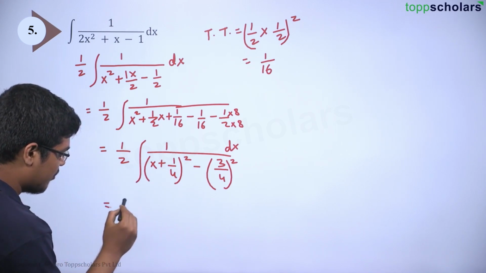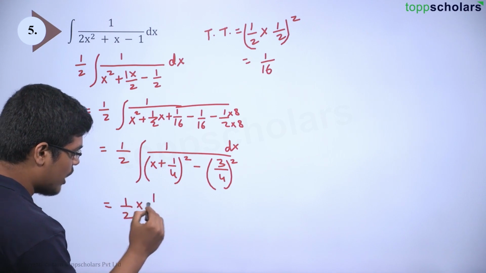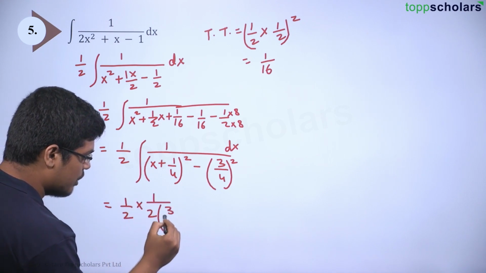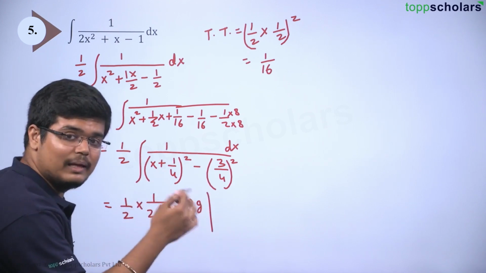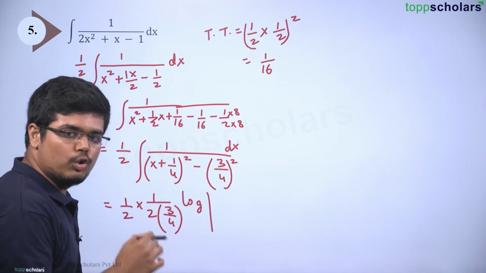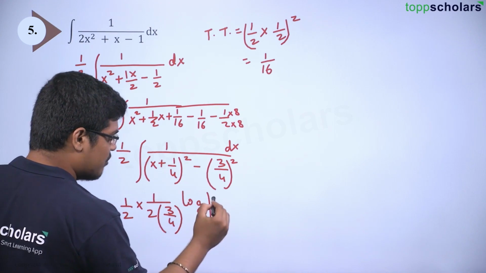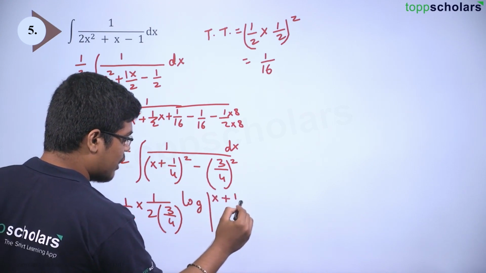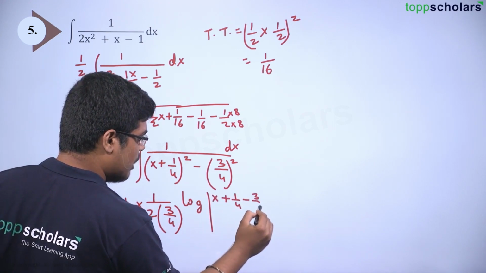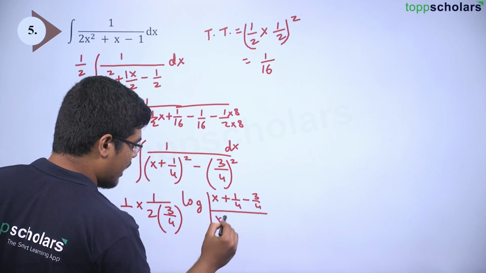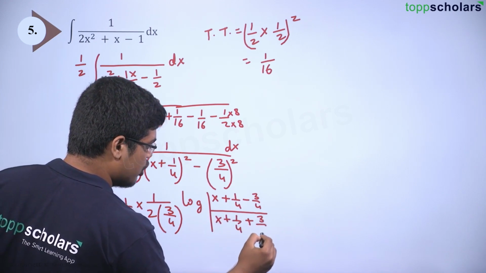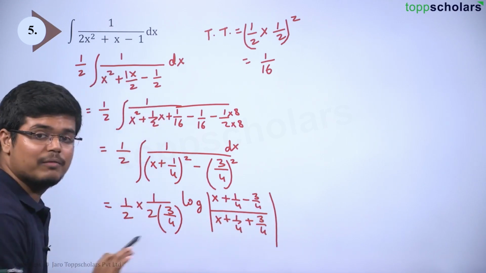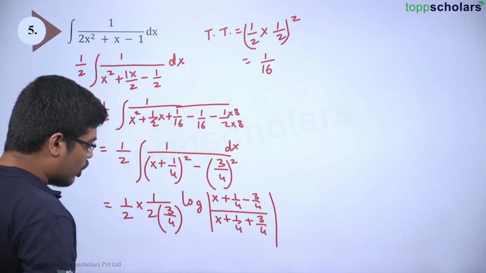And now students, we can use the formula for integration of 1 upon x square minus a square. So here students, we have 1 by 2. The formula is 1 upon 2a. So 1 upon 2 into a, over here a is 3 by 4, into log mod x minus a upon x plus a. Do you realize, students, that x minus a will be x plus 1 by 4 minus 3 by 4, and x plus a will be x plus 1 by 4 plus 3 by 4. So in the numerator we have x minus a, in the denominator we have x plus a. Let's solve this further, students.